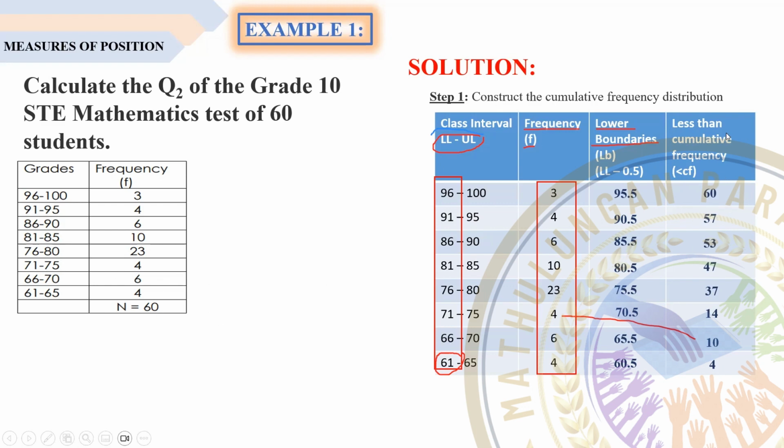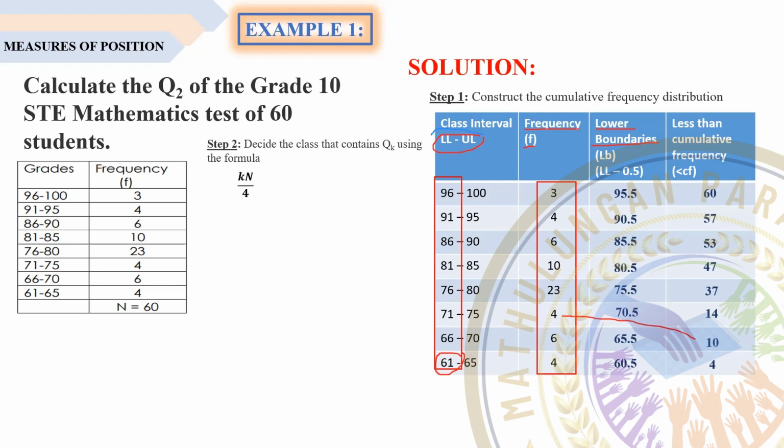Kaya yung sa part ng less than cumulative frequency, mag-e-end din tayo whatever the total number of the frequency. We're done in completing the cumulative frequency distribution. Let us move on to our step 2. Decide the class that contains Q sub k using the formula Kn all over 4.